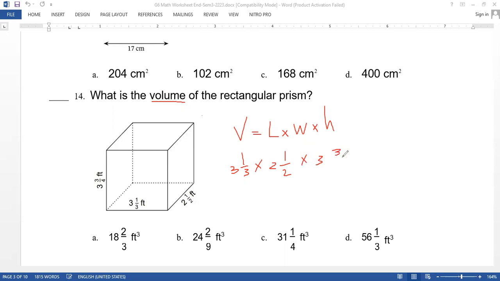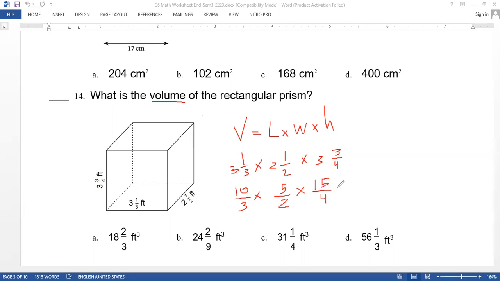Here you have to be very careful, because the first step is to change these mixed numbers into improper fractions. 3, we keep the denominator. Now we multiply 3 by 3, 9 plus 1 equals 10. Now we keep the denominator 2. 2 times 2, 4 plus 1, 5. So 5 over 2. Now we keep the denominator 4. 4 by 3, 12 plus 3, 15.